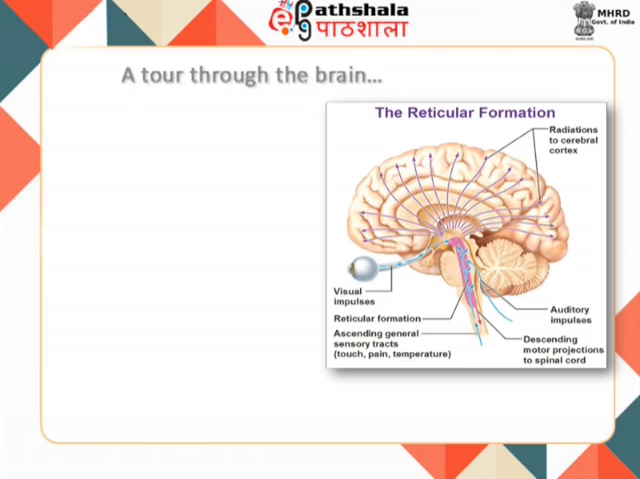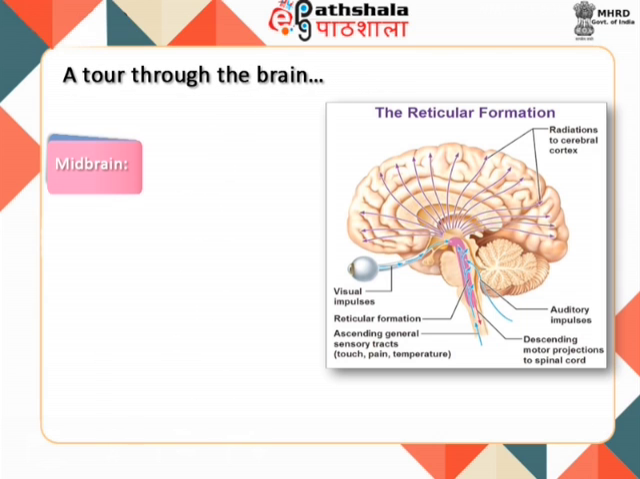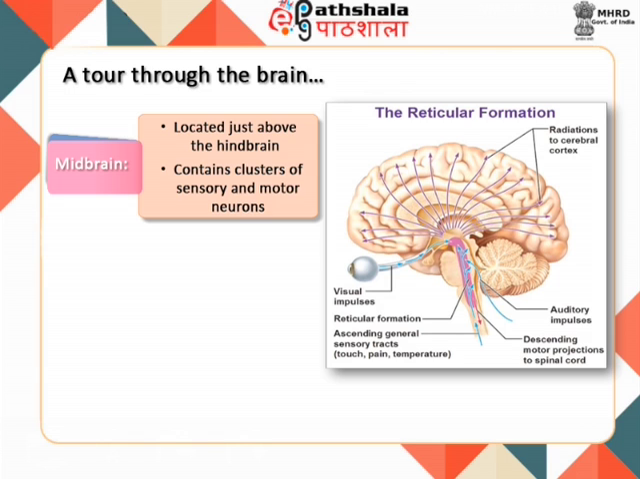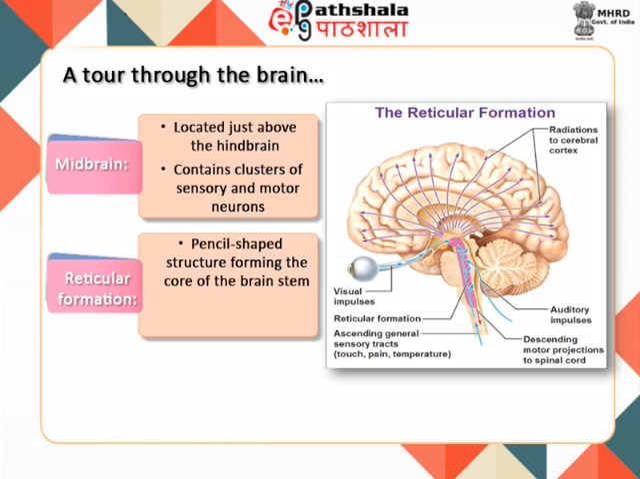The next part of the brain is the midbrain. It is located just above the hindbrain and contains clusters of sensory and motor neurons. The reticular formation acts like the brain's gatekeeper. The reticular formation is a pencil-shaped structure forming the core of the brain stem. The central role of the reticular formation is in consciousness, sleep, and attention.